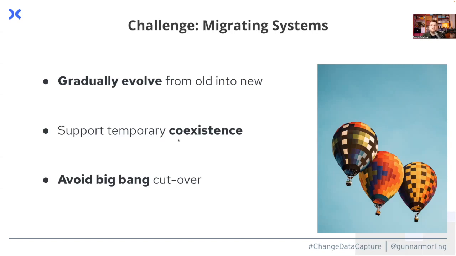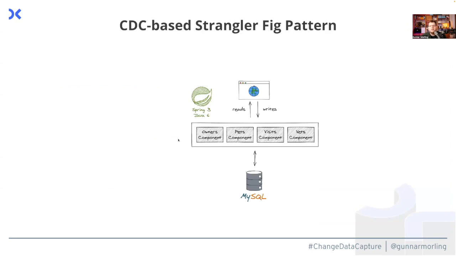And let's see how change data capture can help us a little bit with that. So let's assume, for the sake of the example, we have this sort of monolithic application. Maybe it's still built using an old Spring version, an old Java version, and we would like to extract those components there into microservices. And by the way, I say components because oftentimes we think about a monolith as like one big ball of mud.